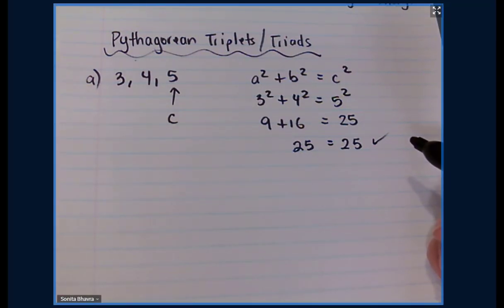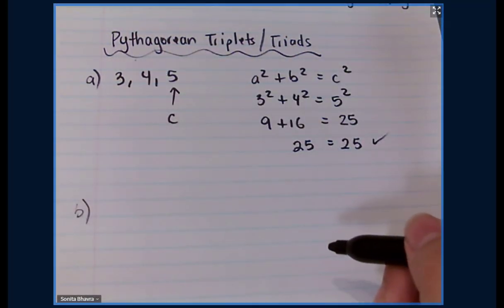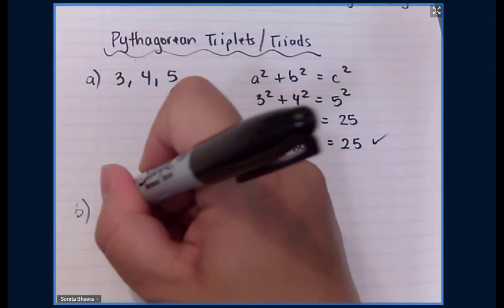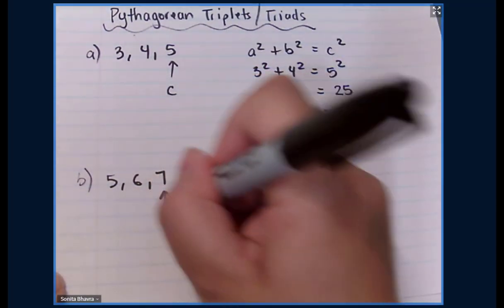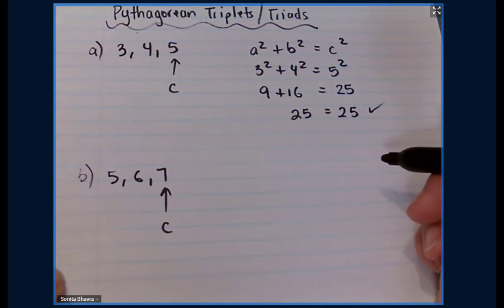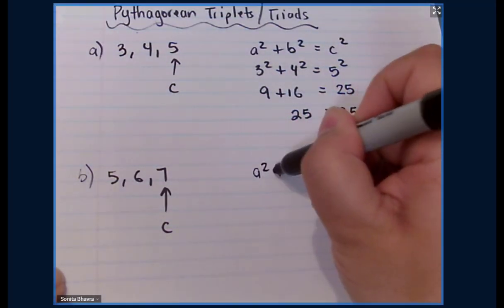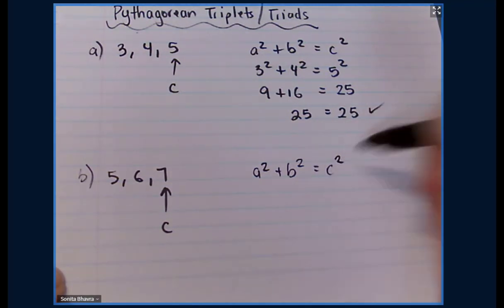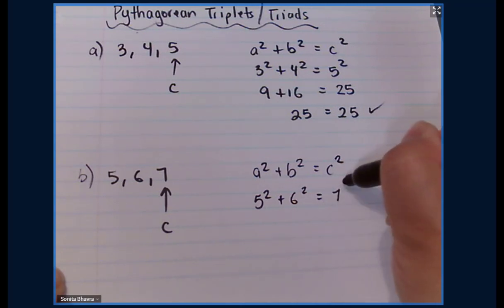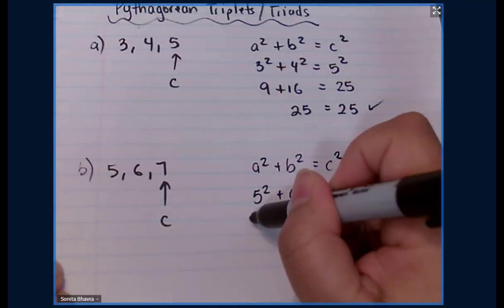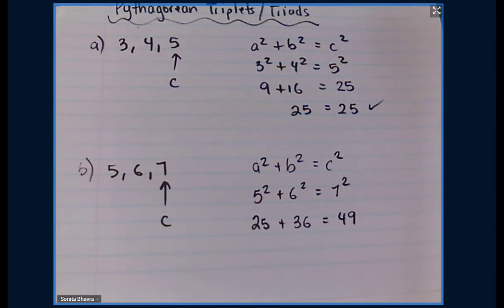All right, let's say we were looking at the numbers 5, 6, and 7. Again, the largest number is represented as the C, the hypotenuse. 5 and 6 would be the A and B. All right, so A squared plus B squared equals C squared. So 5 squared plus 6 squared has to equal 7 squared. So that gives me 25 plus 36 has to equal 49.